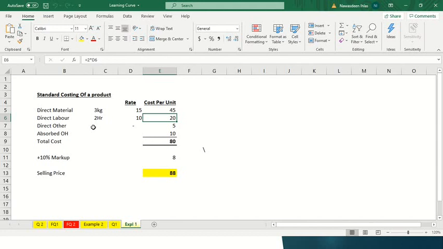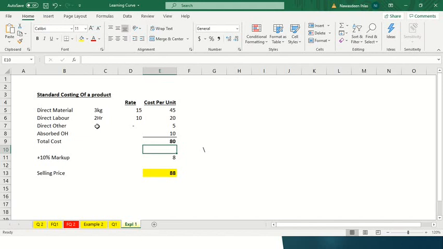So direct other cost 5 and other absorbed overheads 10. So you can see total cost is 80. Generally, the cost of making one unit is 80 rupees. Okay. Then here is where the learning curve theory becomes important.